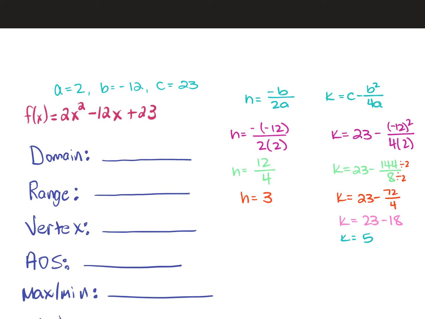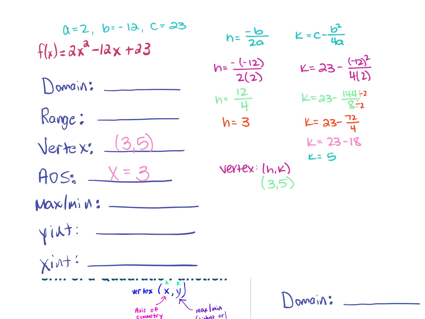Your vertex is the ordered pair h, comma k. So that gives us what? 3, comma 5. So your vertex here is the ordered pair 3, 5. Your axis of symmetry comes from your vertex. It's the x value. What is your x in this axis of symmetry? 3. So your axis of symmetry is x is equal to 3. Again, the vertical line that cuts your parabola in half is your axis of symmetry.